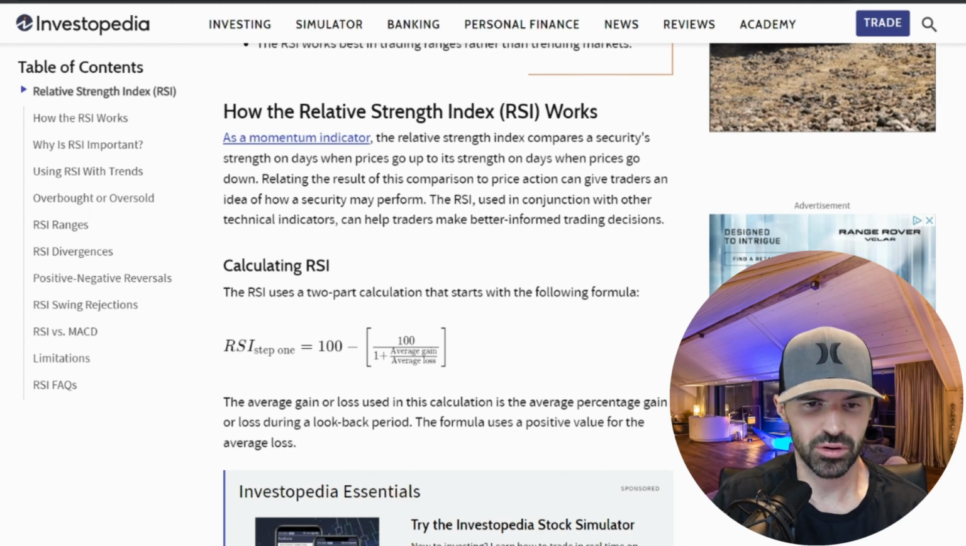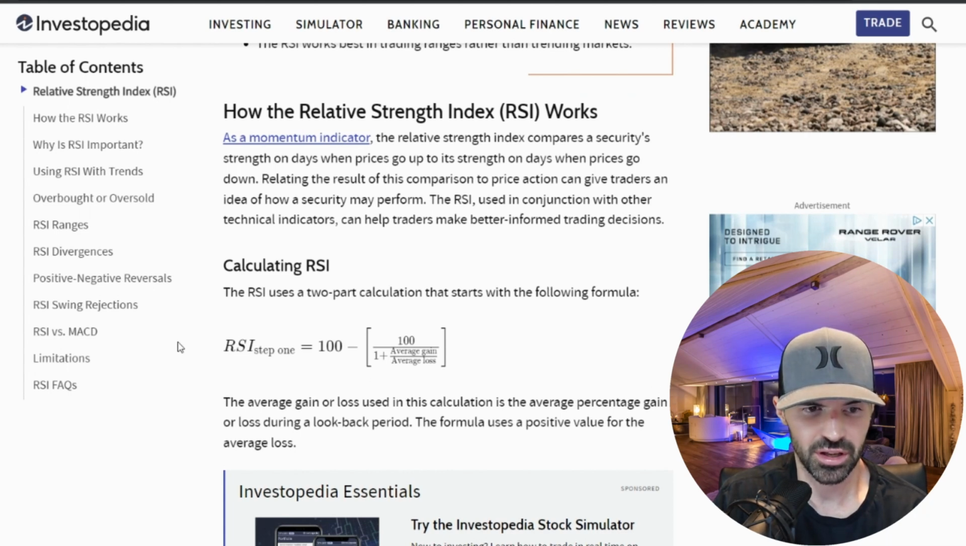So how does the RSI work? As a momentum indicator, the relative strength index compares a security's strength on days when price goes up to its strength on days when price goes down. The result of this comparison to price action can give traders an idea of how a security may perform. The RSI, used in conjunction with other technical indicators, can help traders make better informed trading decisions.